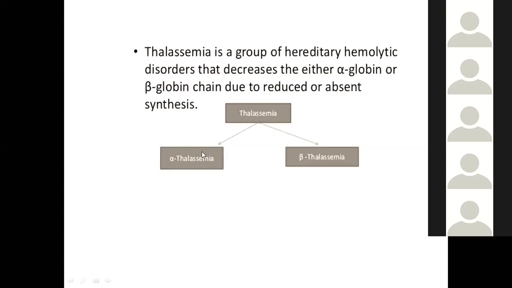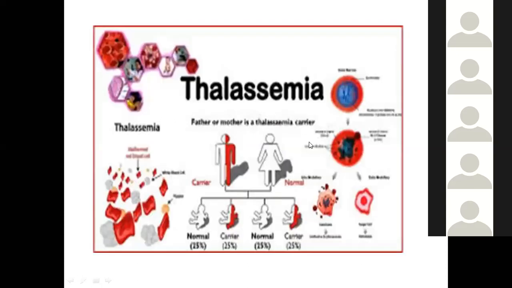Okay, in thalassemia, I hope you can see this screen. We have alpha thalassemia and beta thalassemia. Either there will be reduced production or no production at all. Now, this slide shows the inheritance, where the father is the carrier and the mother is normal. If the child inherits from the father, it will be a carrier because the mother was normal. If both of them are thalassemic patients, then the fetus will have thalassemia major.